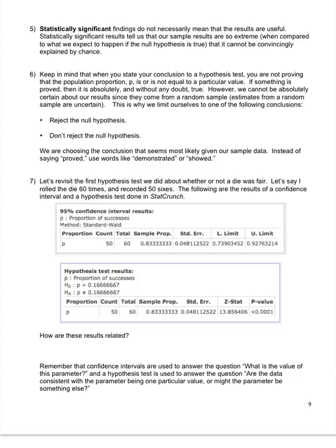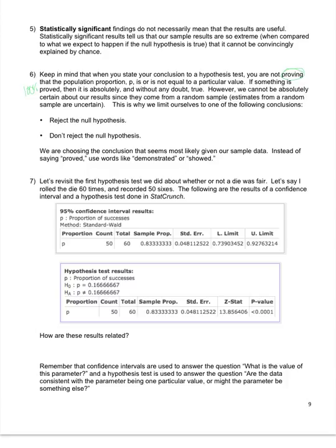So keep in mind that when you state your conclusion to a hypothesis test, you're not proving that the population proportion p is or is not equal to a particular value. That's just too strong a word. If something is proved, then it is absolutely and without any doubt true. Absolutely meaning 100% certain.